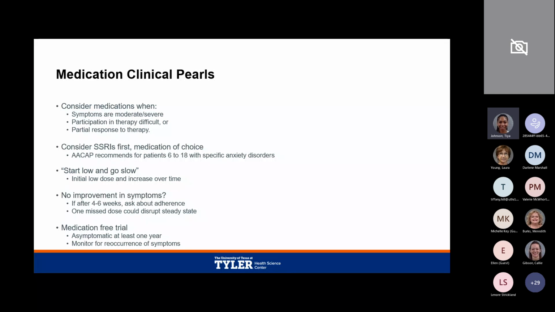SSRIs are the medication of choice for anxiety disorders in children, and ACAP recommends offering SSRIs to patients ages 6 to 18 with social anxiety, generalized anxiety, separation anxiety, or panic disorder. Again, we're going to go with the mantra of start low and go slow with all the antidepressants. Start with a low dose first to decrease the risk of side effects and increase slowly over time.